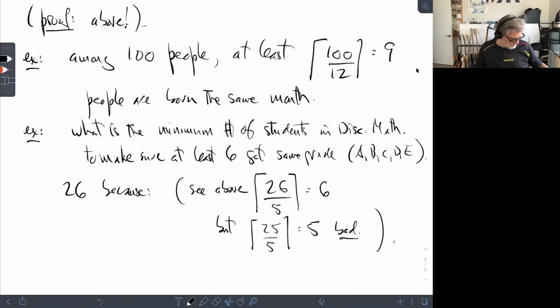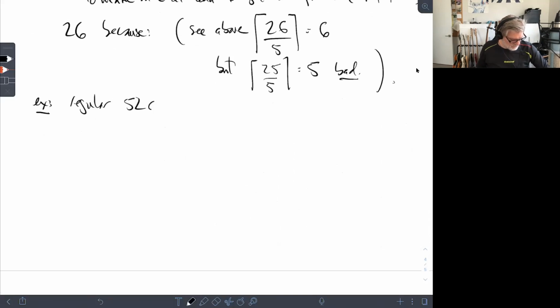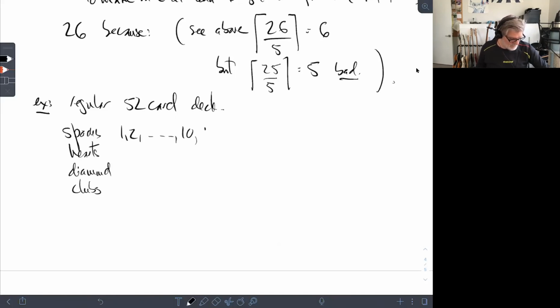Here's another one, and then we're gonna hit some trickier ones. Okay, we have a regular 52 card deck. I'm presuming everybody knows what a so-called regular 52 card deck is. There are 4 kinds of cards, right? So spades, hearts, diamonds, clubs, right? And for each one of them, there's 1 to 10. Then there's a jack, a queen, a king, and an ace for each, right? For a total of 52.